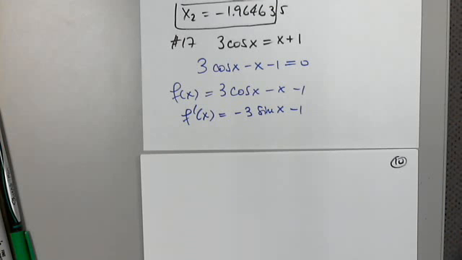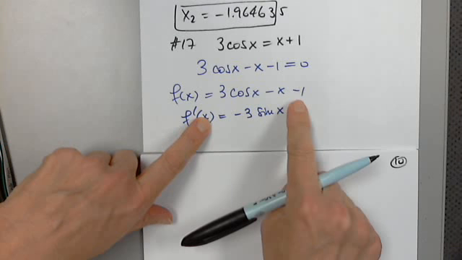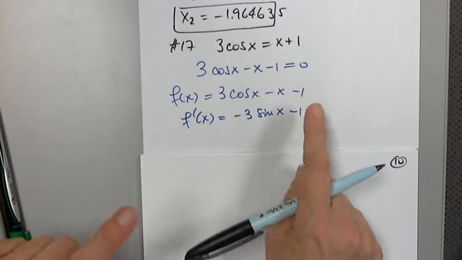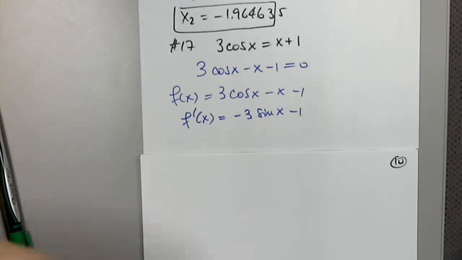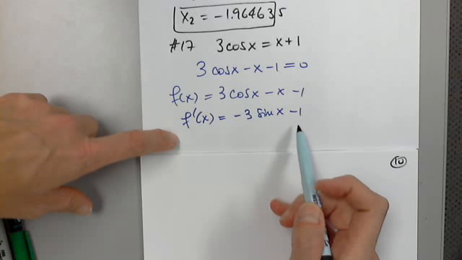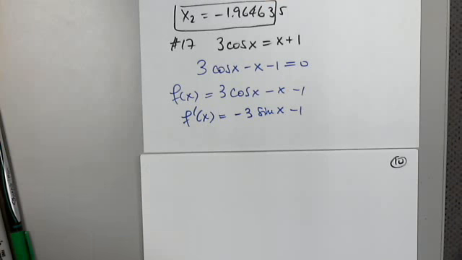Okay, so let's take a look. We agree that this is the function 3 cosine x minus 1. I copied it correctly, I'm assuming. And the derivative is -3 sine x minus 1. Agreed? Okay, so the function is continuous. Did we find an interval, or do I have to find it?